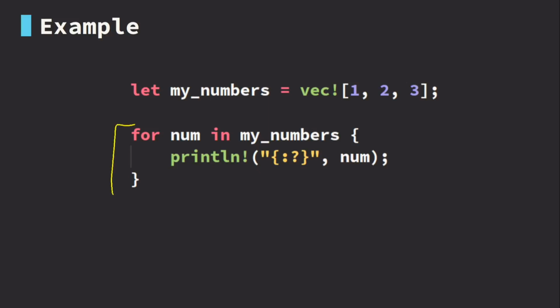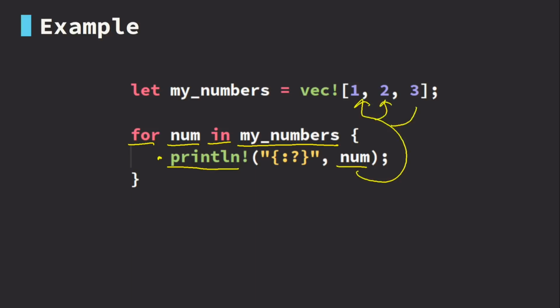So this whole thing can be read as for each number inside myNumbers collection, we want to do a println with the number. And so on the first iteration, number will refer to 1, and then 2, and then finally 3. So println will be called 3 times to print out each number.